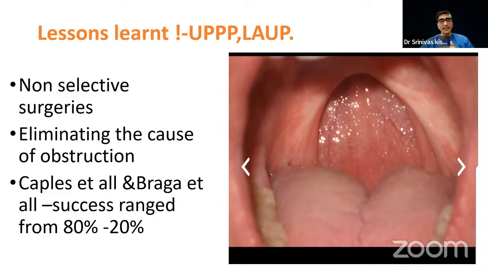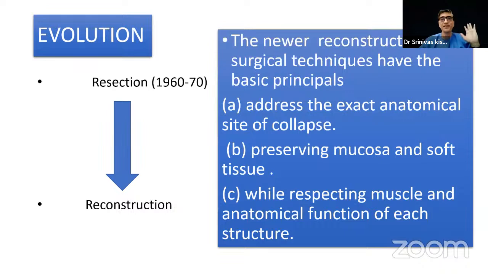On the contrary, there were a bunch of patients in whom, without selecting, you applied UPPP, and your success rate is 20%. So the results in terms of success rates were all over the room, 80% to 20%. You also are not sure.